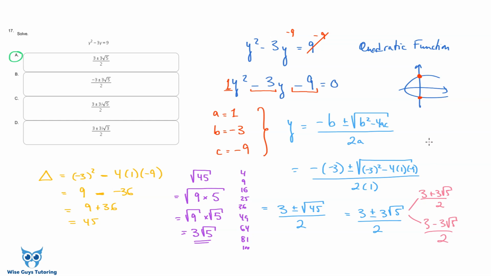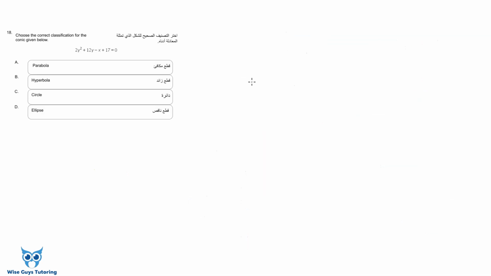Let's move on to question 18. Okay, so it says choose the correct classification for the conic section below. So conic sections, there are 4 of them, so let's go through them. First one is a circle, and this would probably be the simplest one.